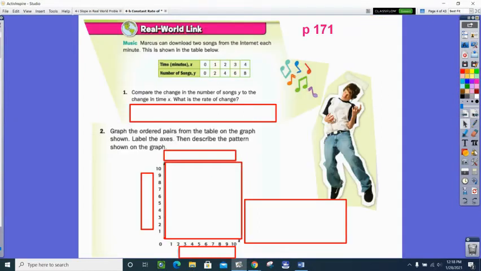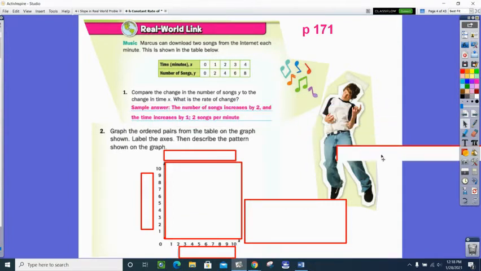So we're on page 171, volume 1 book, and there is a table here where Marcus can download 2 songs from the internet each minute. His internet is working so that it looks like every minute he's downloading songs. Compare the change in the number of songs to the time x. What is that rate of change? We often think of rate as equating to the word speed, and in this case you could use that comparison. What is the speed of the songs compared to the minutes? What's happening?